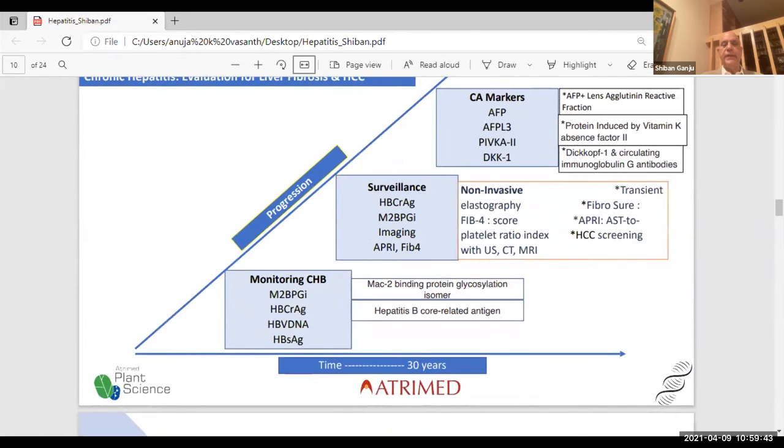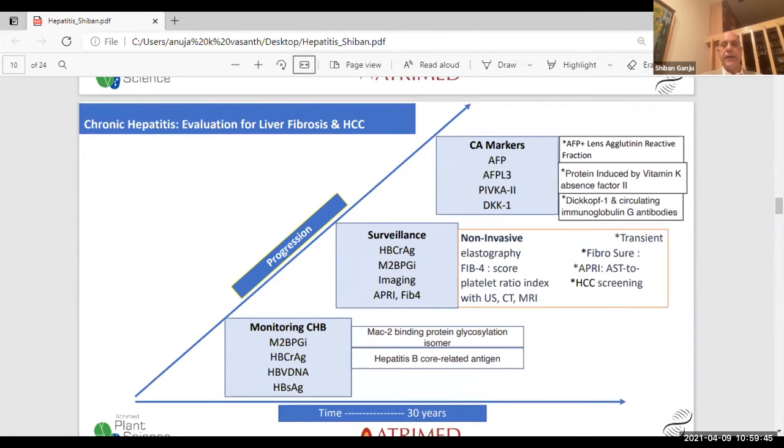So in chronic hepatitis, people who have chronic hepatitis, our idea is that we should prevent them from having cirrhosis and prevent hepatocellular carcinoma. So you have to have a surveillance method of checking them every few months, normally every 6 months, to see whether they're progressing.